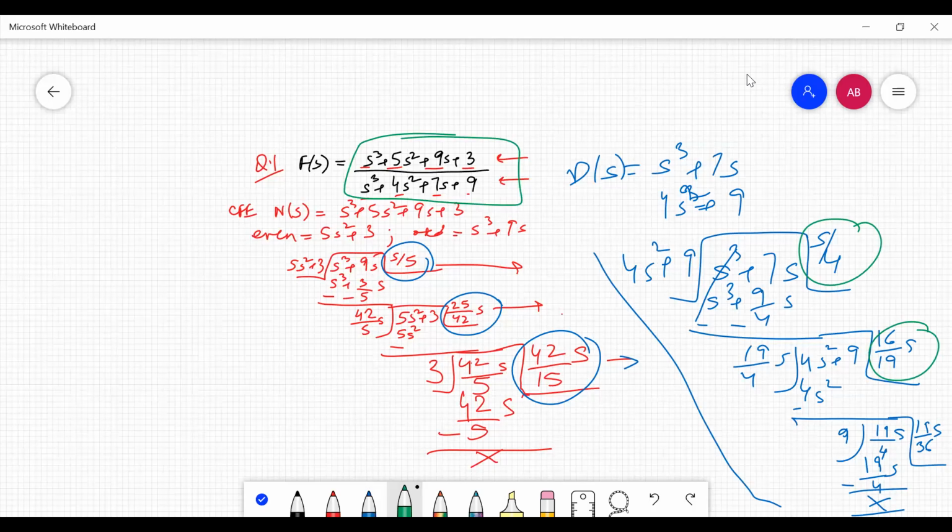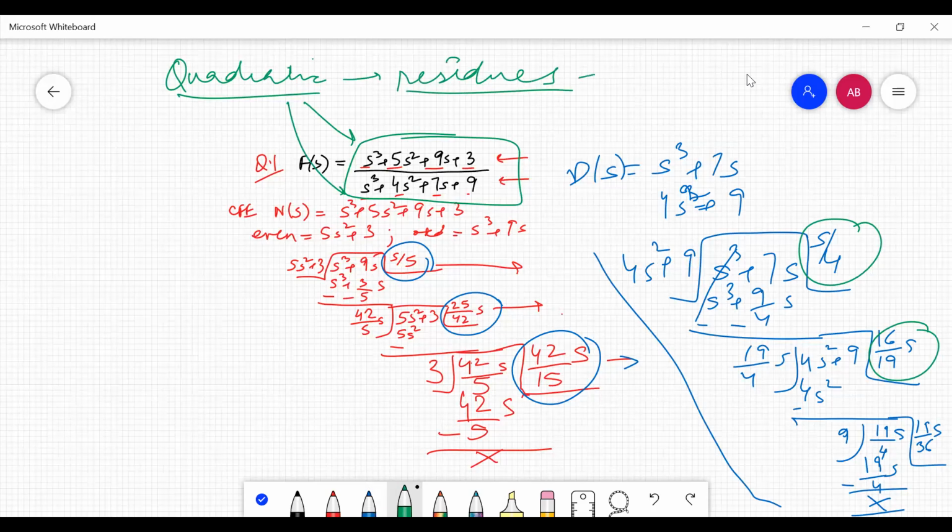The next thing is, I told you that whenever the polynomial is quadratic or whatever, then there is no need to calculate the third step, and that is to calculate the residues. You only need to calculate the residues when you are given the poles in the form of s square plus 2 or s square plus 1, something like that.